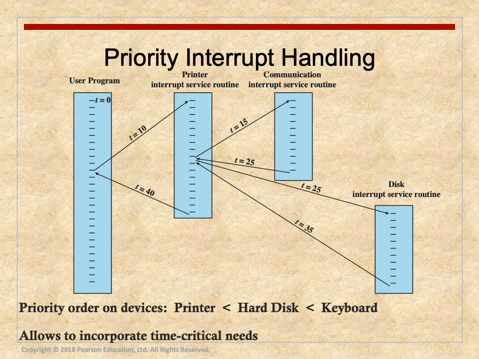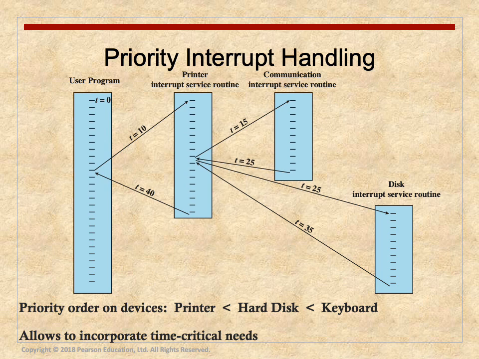Now we look at an example for interrupt handling where we assume a priority scheme. The external devices that may cause an interrupt here are a printer, a hard disk, and a keyboard. And we assume that the operating system makes use of a priority order where the printer has the lowest priority, followed by the hard disk with medium priority, followed by the keyboard with the highest priority.